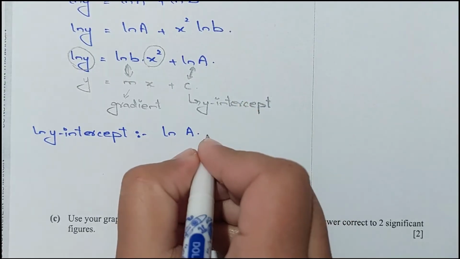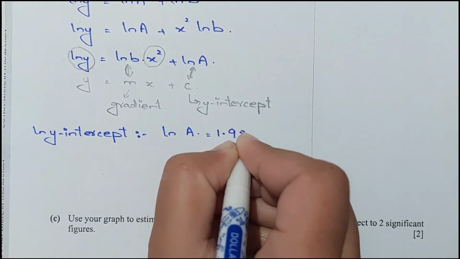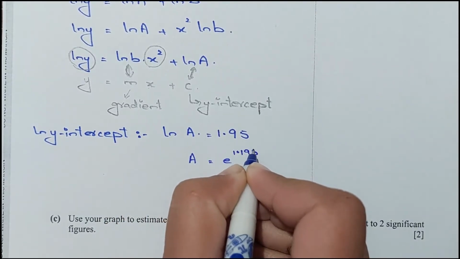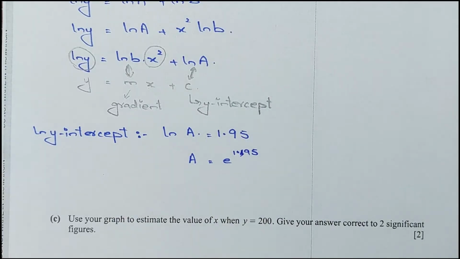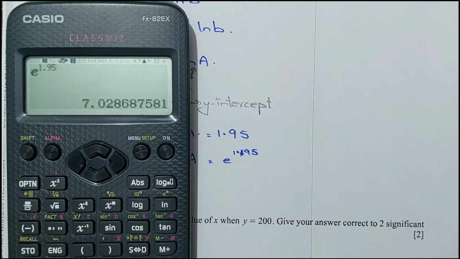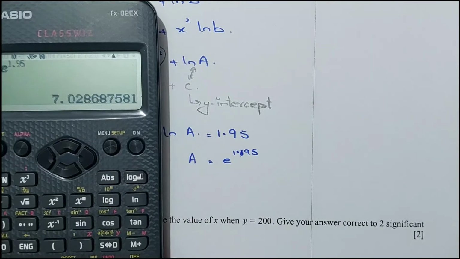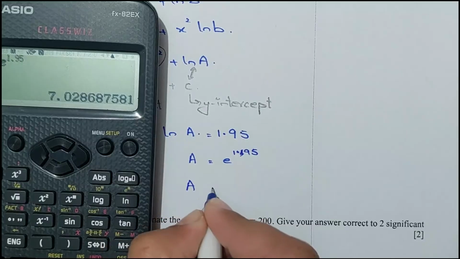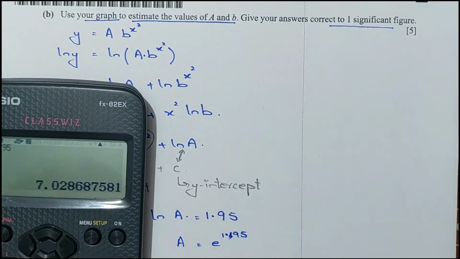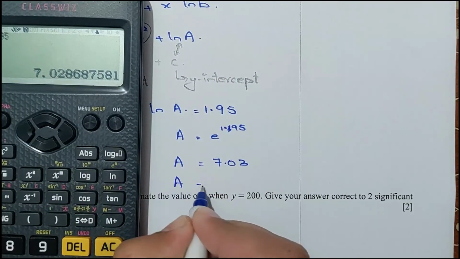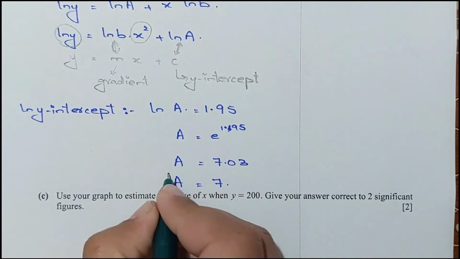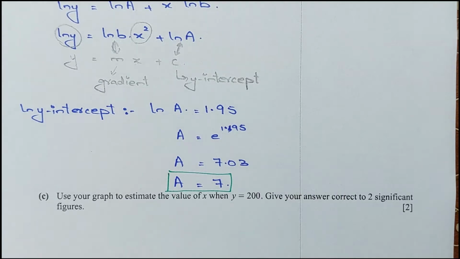So ln of a is basically 1.95. And what is a? E to the power 1.95. Yes, let me solve for a. E to the power 1.95 is 7.02, 7.03, so a is 7.03. We have to find the answer to one significant figure. So here the a value is just 7 for one significant figure. So we got the a. Let me solve for b as well.